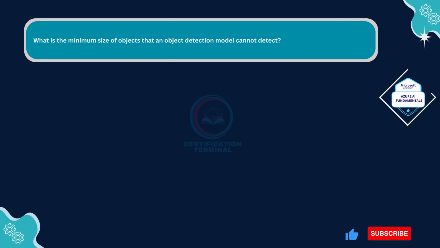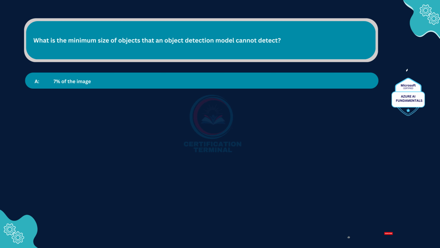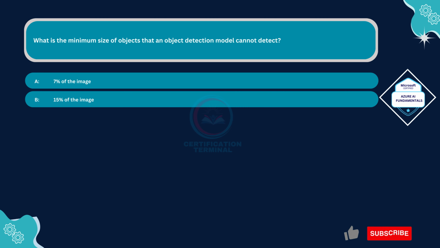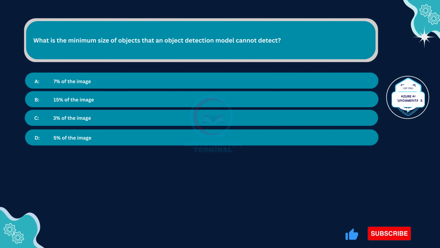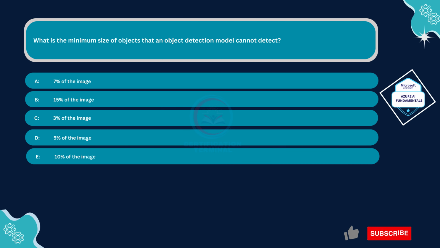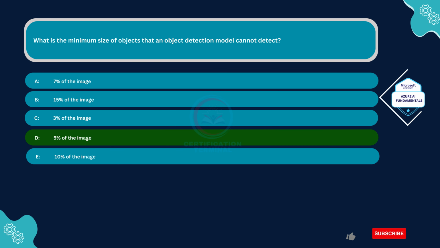Next question. What is the minimum size of objects that an object detection model cannot detect? Option A, 7% of the image. Option B, 15% of the image. Option C, 3% of the image. Option D, 5% of the image. Option E, 10% of the image. The correct answer is Option D, 5% of the image.